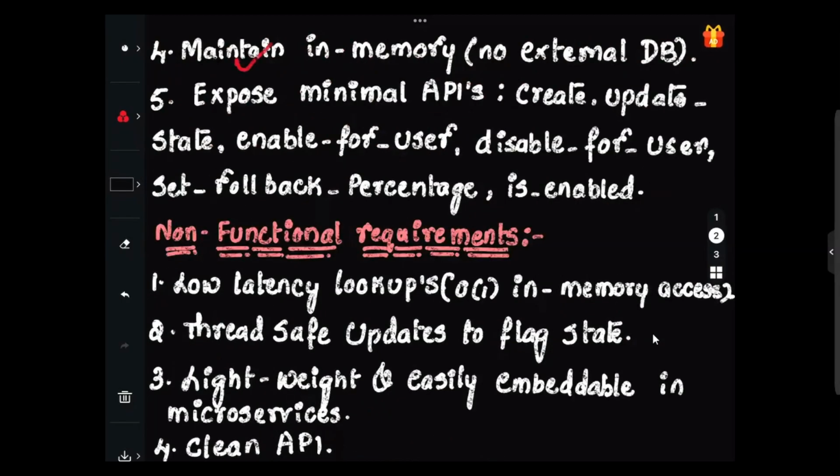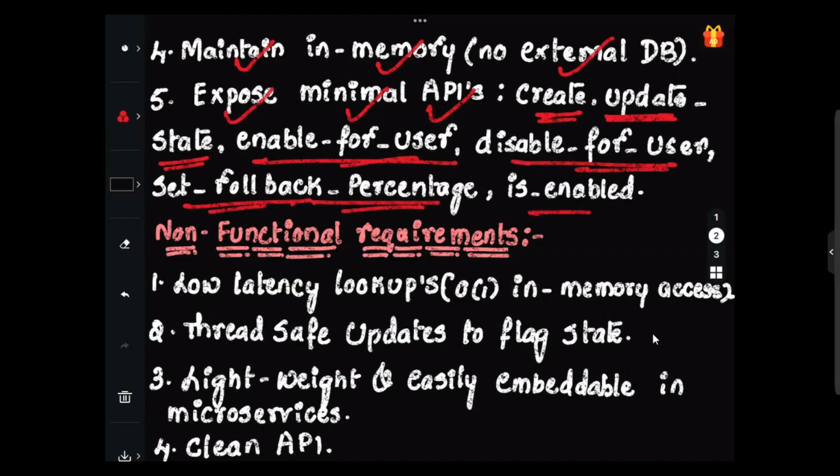The fourth one, we have to maintain in memory. So we don't have to go with an external database. That's what they have said here. The fifth one, we have to expose minimal APIs, whether it may be create, update state, enable for user, disable for user, set rollout percentage, then is enabled. So we have to expose only the minimal APIs. Yep. So these are some of the APIs we'll be making use of here, right? Yeah. So this is fine.